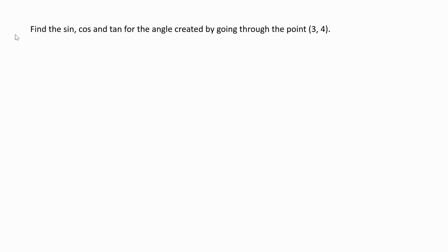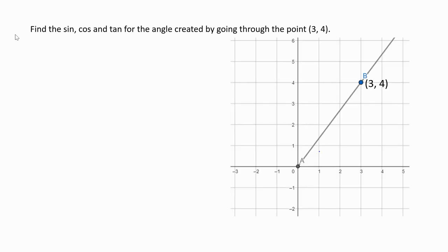Okay. You'll see the similarities here. All right, so we're going to find the sine, cosine, and tangent for an angle created going through the point 3, 4. So what I'm going to do is plot the point 3, 4 on a coordinate plane, and then draw a line from the origin, 0, 0, through that point. And that's what I got right there.